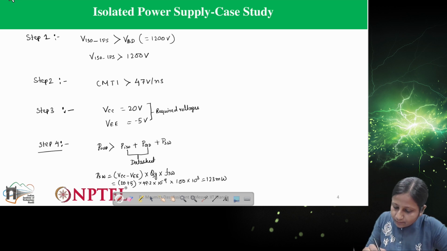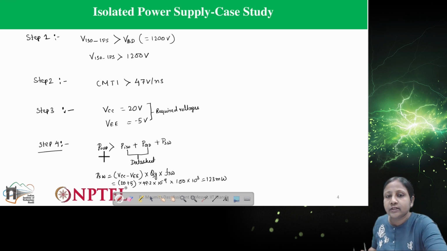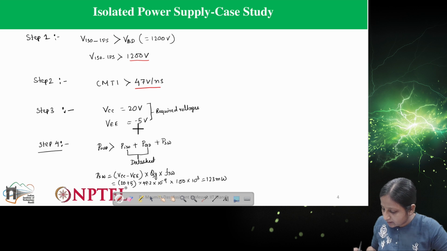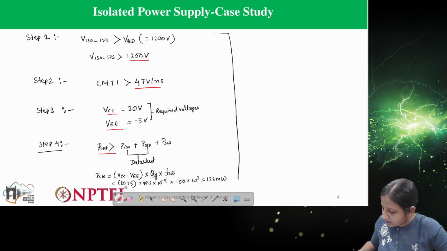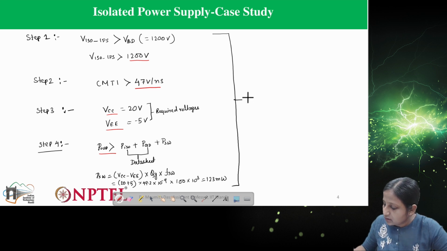Once we have all these values, the P out, the isolation and gate drive, we have 1200 volts, we have 47 volts per nanosecond, then VCC, VEE, and P out. Once we have all these values, we can select the isolated power supply which will be suitable for this particular device gate drive. So step 5 is the selection.